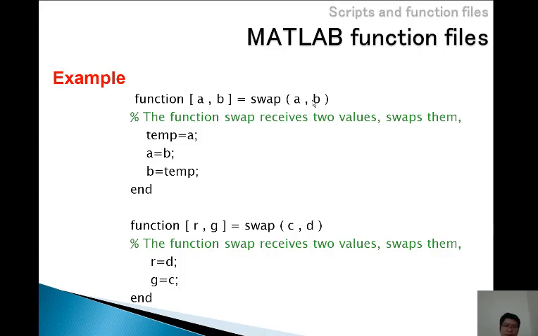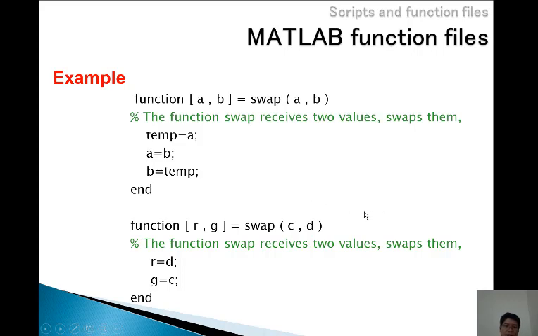In order to do that, the function needs a temporary variable. So temp, T-E-M-P, equals a. We assign the value of a to variable temp. Then we assign the value of variable b to a. So a equals b. Now a actually has the value of b. And we assign the value of temp to b. So now b actually has the value of a, the original a.